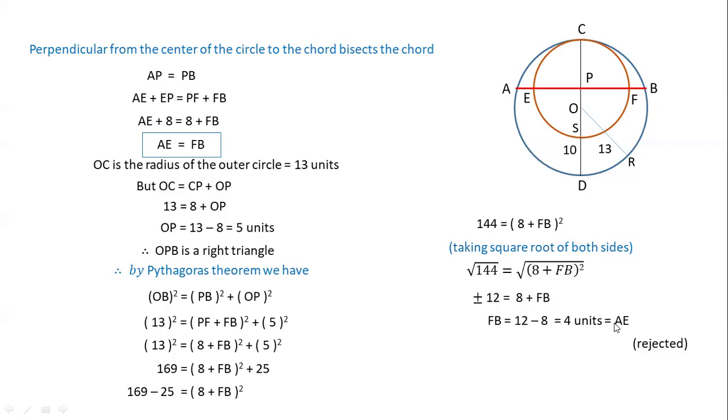That means AE is 4 units. Why? Because of this condition, FB is equal to AE. That's why AE is also equal to 4 units.